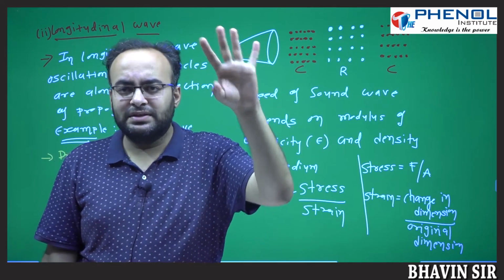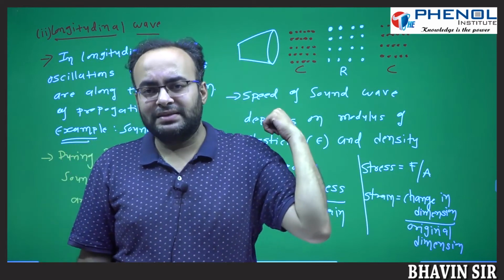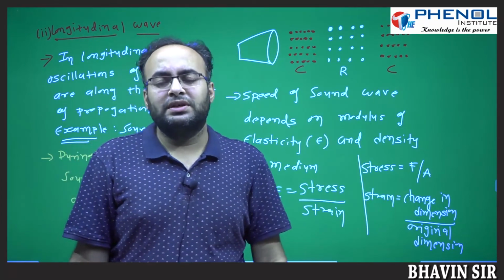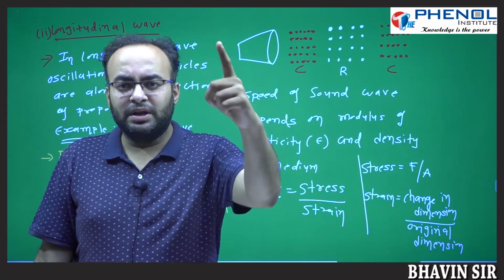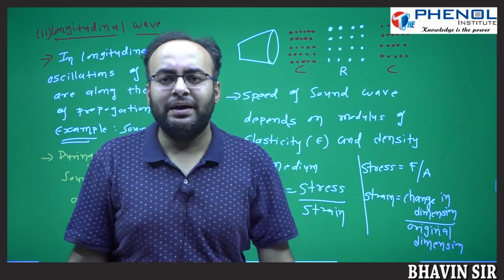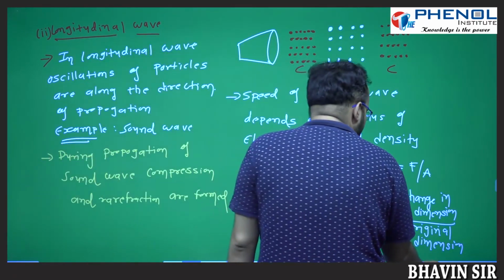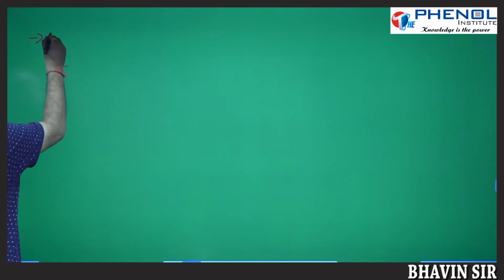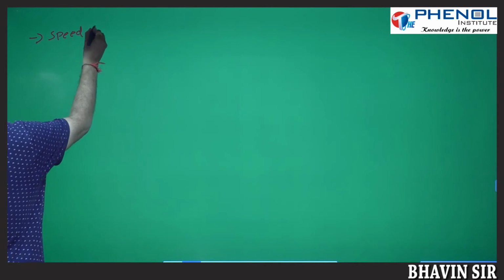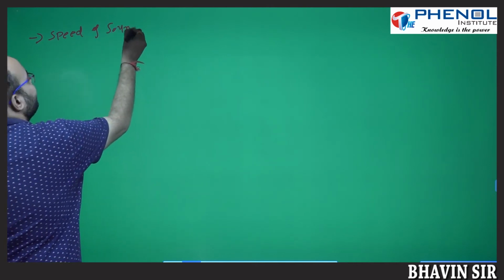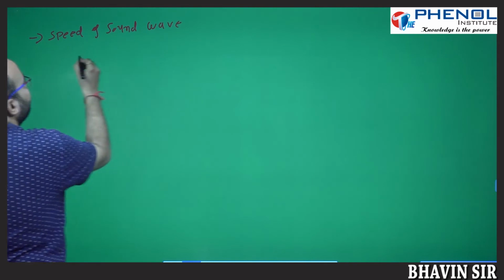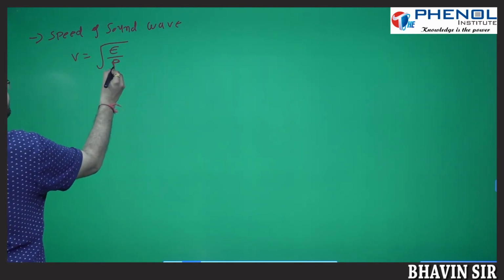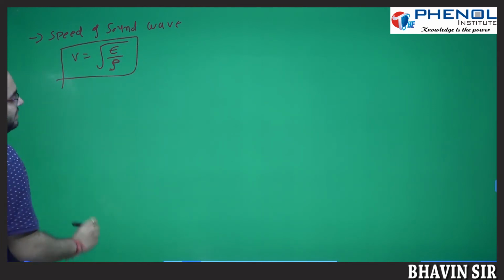What is the meaning of modulus of elasticity? Stress by strain. Then how many types of modulus of elasticity? 3. Young modulus, bulk modulus, and shear modulus. Right? So what is the speed of sound wave? V is equal to square root of E by rho, where rho is the density of medium.